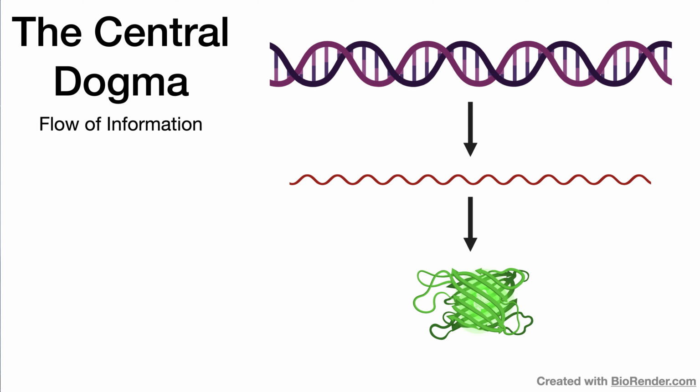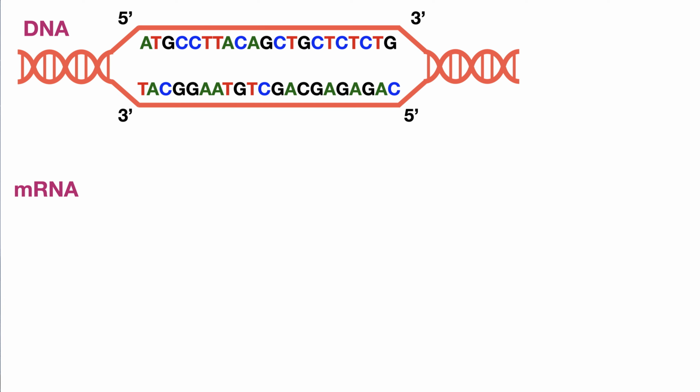In this video, we're going to look again at the central dogma, but this time we're going to concentrate on the flow of information from DNA to RNA to protein. And we're going to look at the actual information, in other words, the sequences of nucleotides in DNA and RNA, and the sequence of amino acids within a protein.